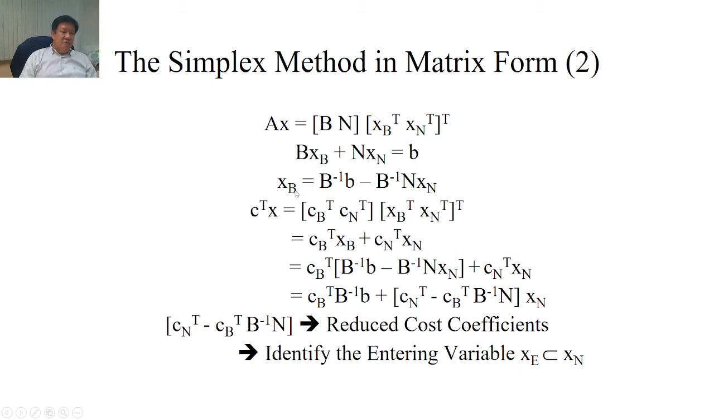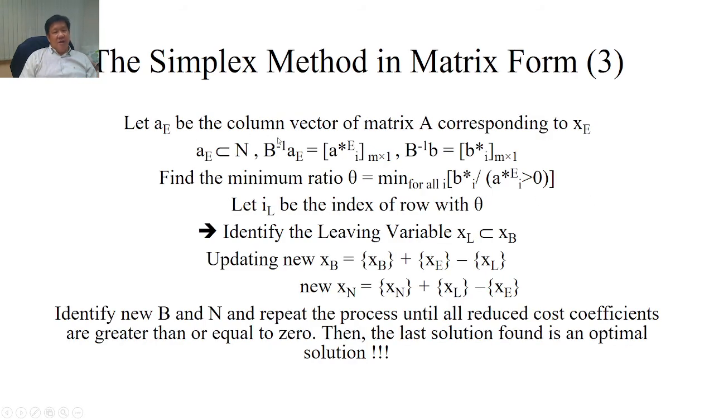So if you want to put x sub e into x sub B, you need to find what we call the leaving variable. That leads to this idea. In matrix form, suppose you have a sub e be the column vector of matrix A associated with x sub e, which is a member of x sub N, the non-basic variables. Certainly a sub e is a member of N. Then you found B inverse, or what is x sub B, you'll be able to identify what is B. And then you find B inverse times a sub e as one vector, and B inverse b is the other vector. We call them a star sub e,i and b star sub i.